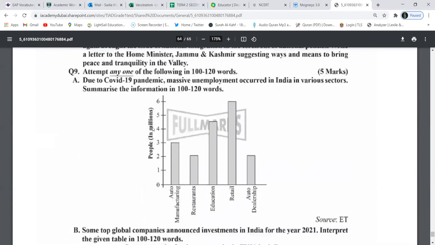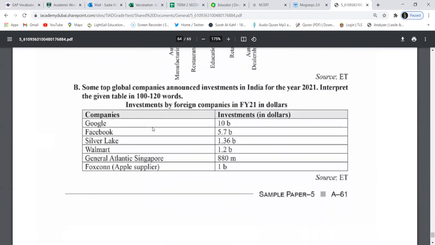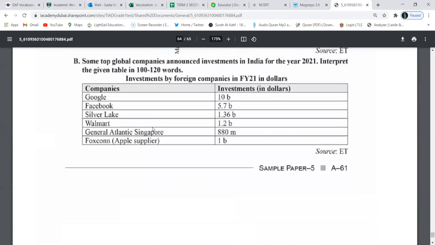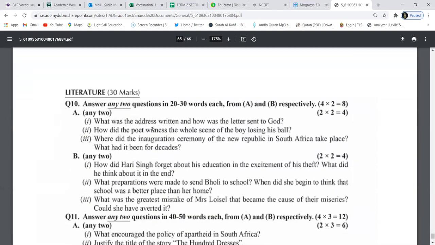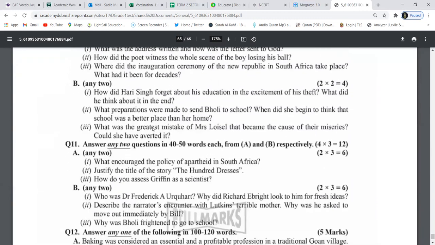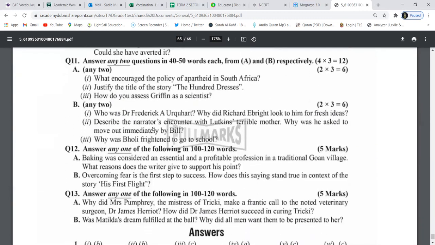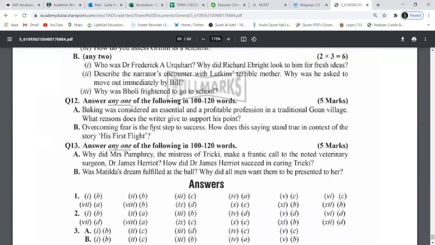Look at the visuals. Let us proceed to the next part. Pause the video and read carefully. Literature questions, pause the video and read. Now, let us check the answers.